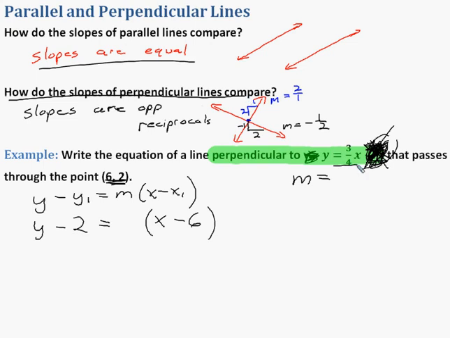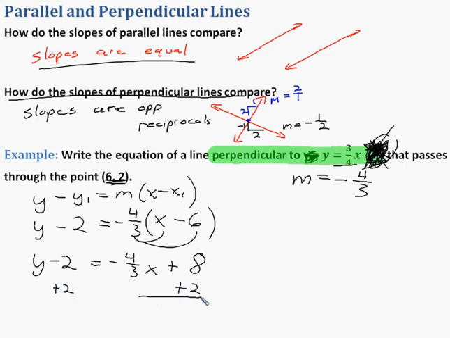So this slope was positive 3/4. The slope of the line I want is going to be negative 4/3. And so we put negative 4/3 in here for the slope. And now it doesn't say what form to put it in, so I'll go ahead and put it in slope intercept form. We rarely leave it as point slope form. So we'll distribute. So we have y minus 2 equals negative 4/3 x plus 8. And adding 2 to both sides, we get our equation in slope intercept form. y equals negative 4/3 x plus 10.